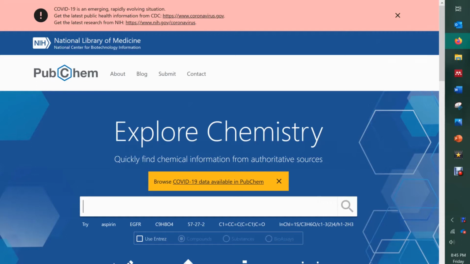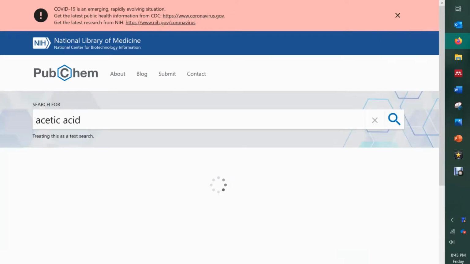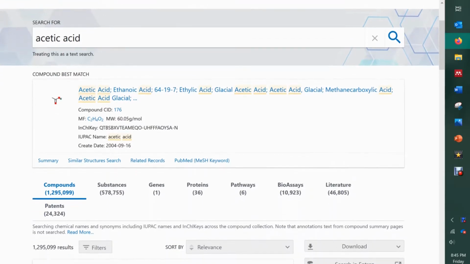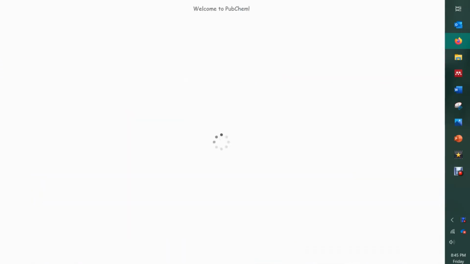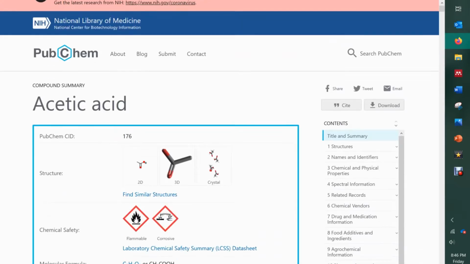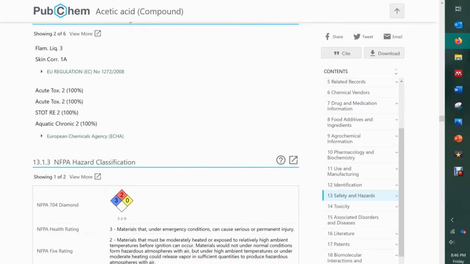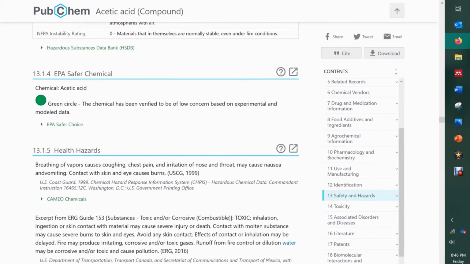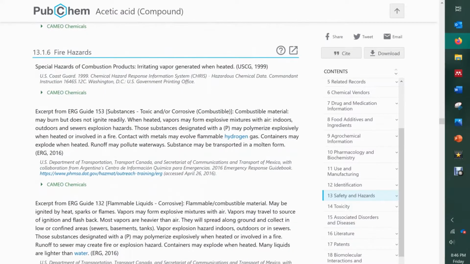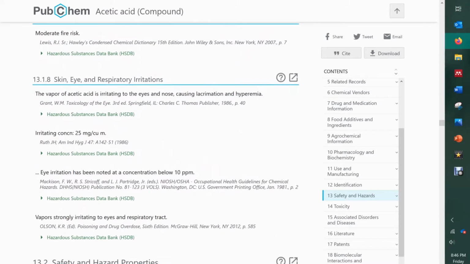To find information on acetic acid, I'm going to go to PubChem, which is an online database with information on hundreds of chemicals. First, I can see the structure of acetic acid. You see the carbon here with 3 hydrogens. Here's the carboxylic acid group. For the sake of our question, I'm interested in some hazard data. Here you see the hazard classification, and if we scroll down, we'll see that the irritating concentration is 25 milligrams per cubic meter. We can also see that the low odor threshold is 2.5 milligrams per cubic meter.